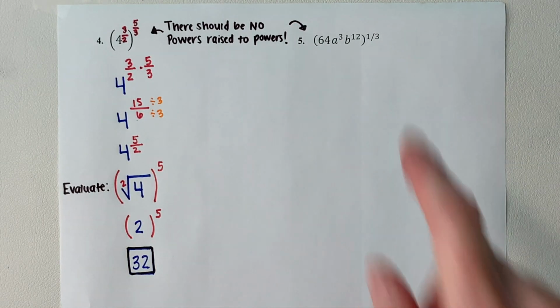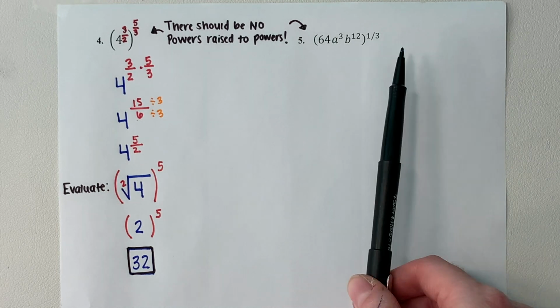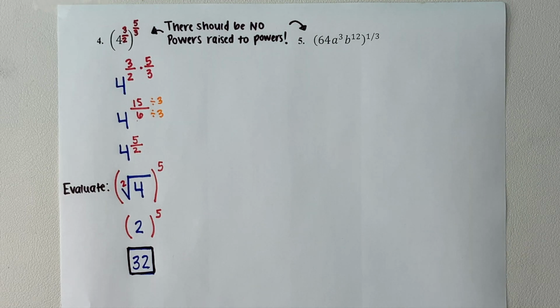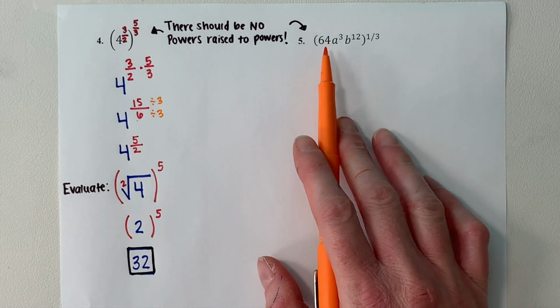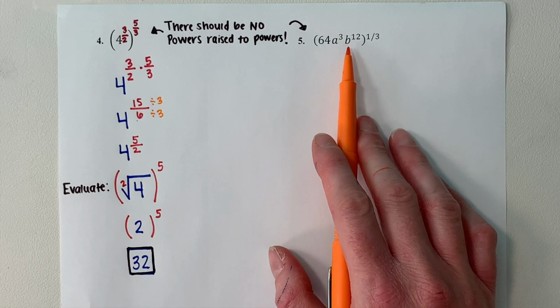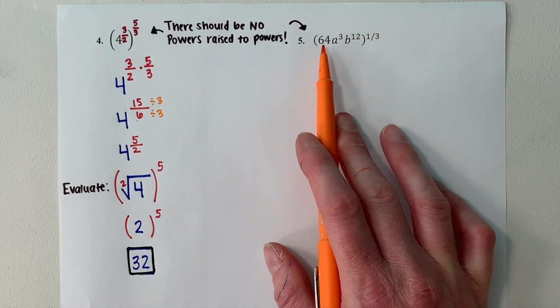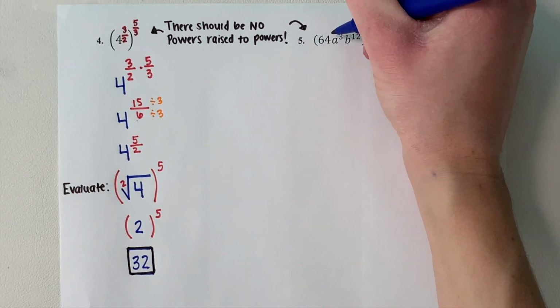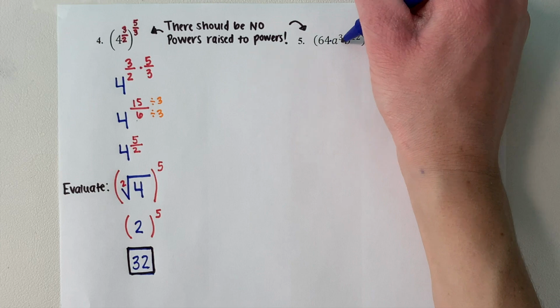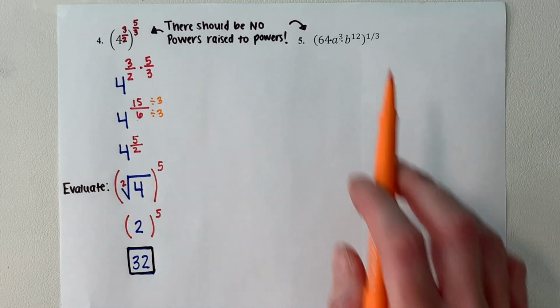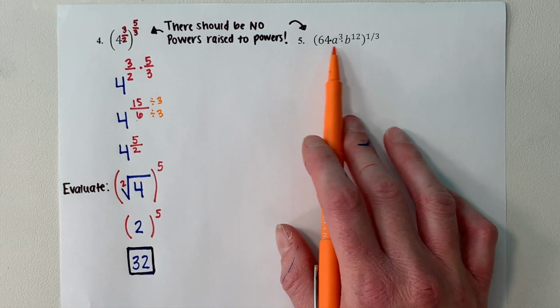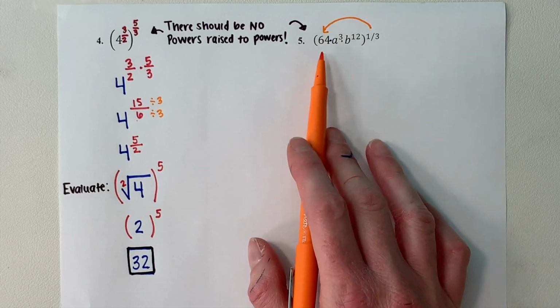Now we're asked to simplify this expression. Again, this expression is not yet simplified because we have these powers being raised to a power. To simplify, the product to a power rule says that when you're multiplying quantities inside parentheses, you can apply this outer exponent to each of the quantities being multiplied. So be careful here. We have 3 quantities being multiplied inside the parentheses. This is 64 times a cubed times b to the 12th. So we need to make sure to apply this exponent to each of those 3 pieces being multiplied within the parentheses.